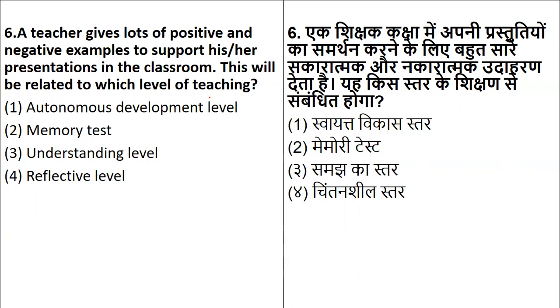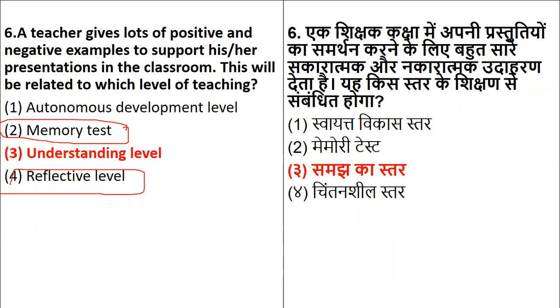So yes, it is the understanding level, because memory level is basically more of the recalling part, and reflective is the analysis part. It is only the understanding level which is related to giving examples to support the presentation in the classroom. And autonomous development is something done by the learner himself, initiated by the learner himself.